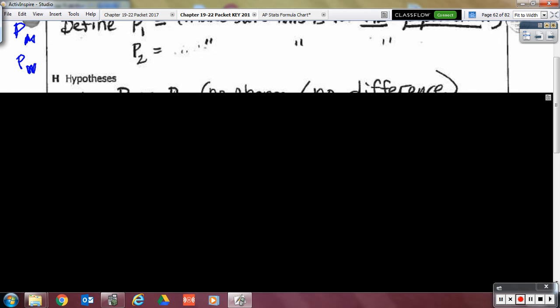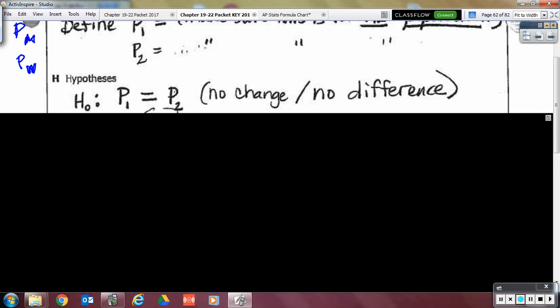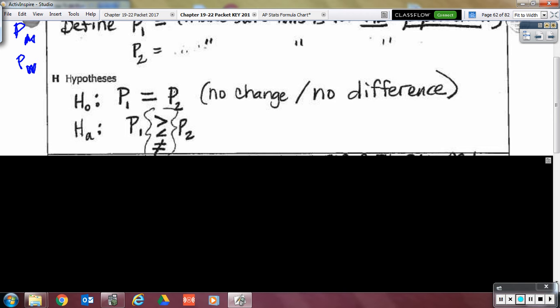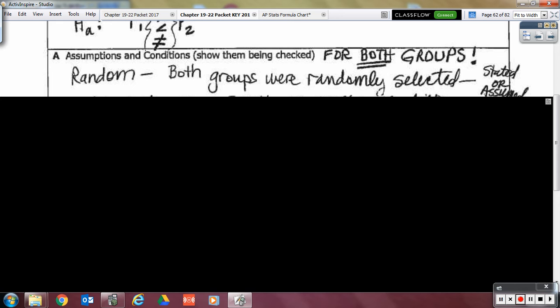All right, now for the hypothesis statements, the null is that those two groups have equal success rates, because we start off saying everything's the same until you prove otherwise. Give me sufficient evidence to say that the other item is less than, greater than, or not equal to. So that is how the alternative hypothesis statement will look. Now, here's an example of what the conditions will be like. We would first say random, and again, these are randomly selected for both groups or randomly assigned to the treatment groups. Now, guess what? Be forewarned.